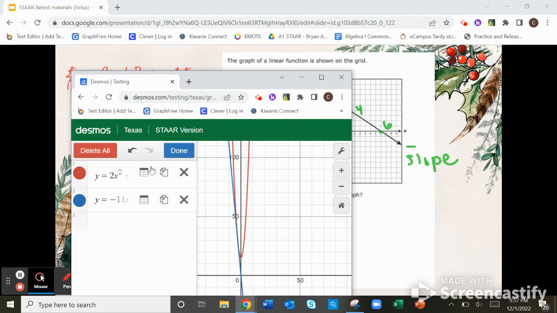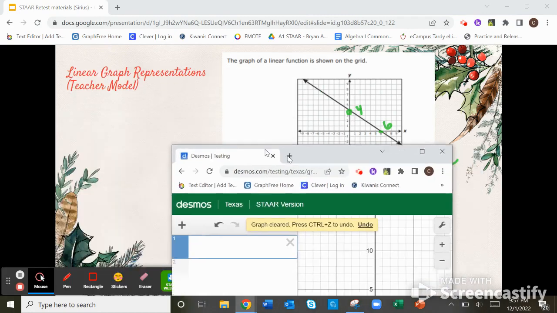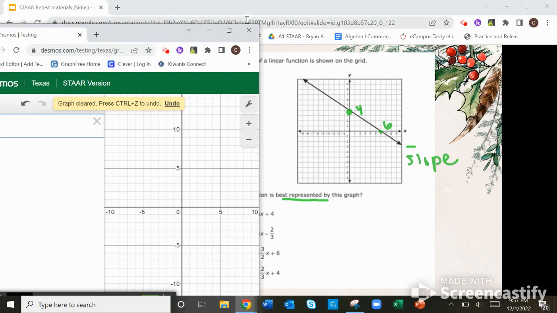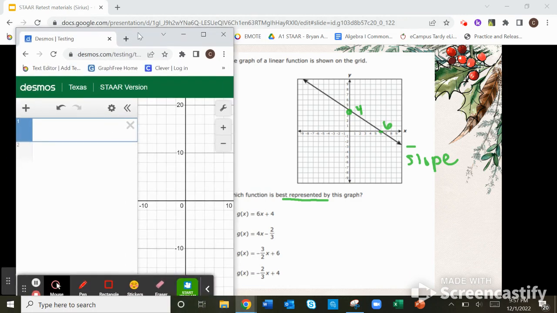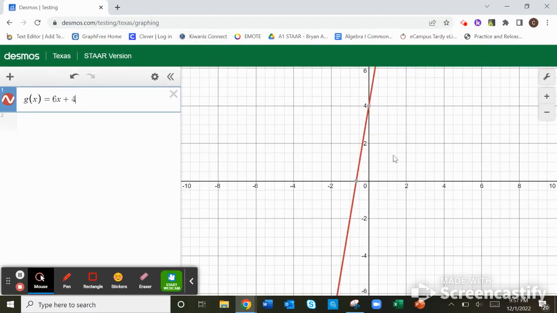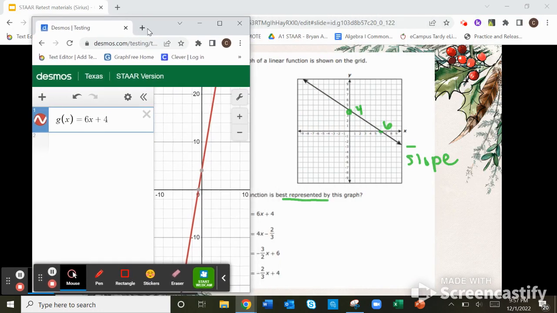I'm going to go ahead and minimize this, or make it smaller. Okay, here we go. So g of x, again, the nice thing about Desmos is that we can type in the functions exactly as we see them, plus 4. So let me make this a little bit bigger. I can see that this graph has a positive slope, and doesn't even look anything like the graph that's given there. So therefore I can go ahead and erase that.